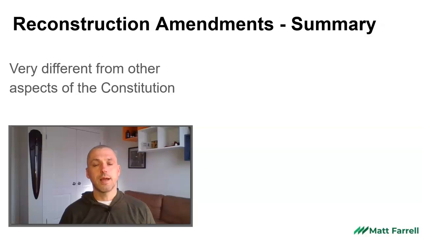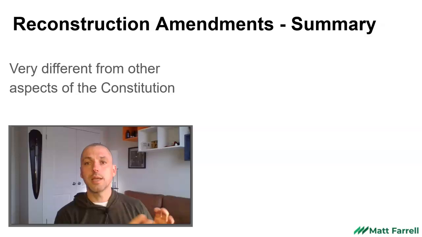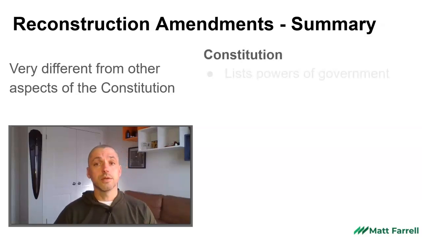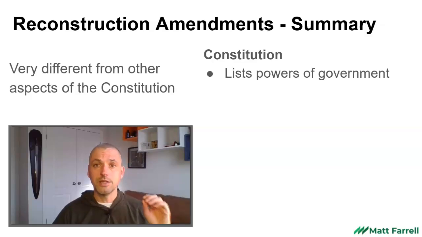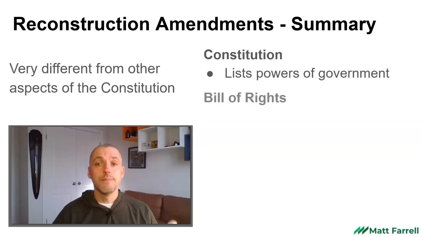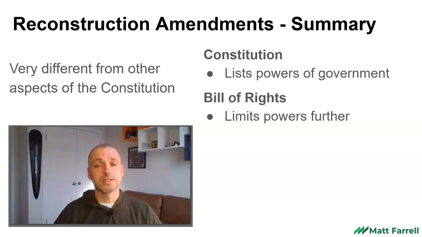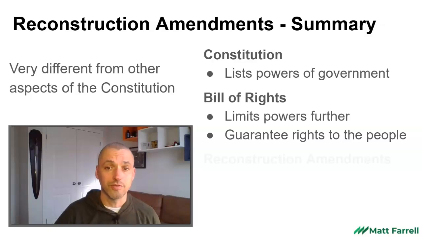So just to recap, the reason people talk about the Reconstruction Amendments separately from, let's say, the Bill of Rights is because they're very different from the other amendments of the Constitution, or any part of the Constitution, really. If you consider, the Constitution sets limits on the powers of government. It enumerates what the government can and can't do, and it's a very small list of things that they can do. The Bill of Rights goes further. It limits the power of government vis-a-vis the citizens, guarantees rights to the people that the government cannot infringe.